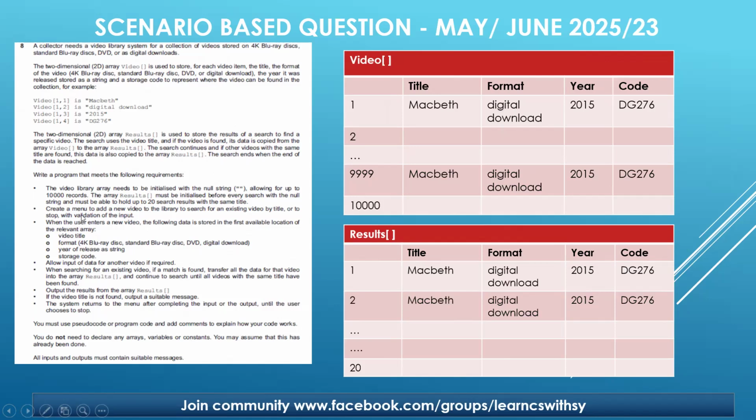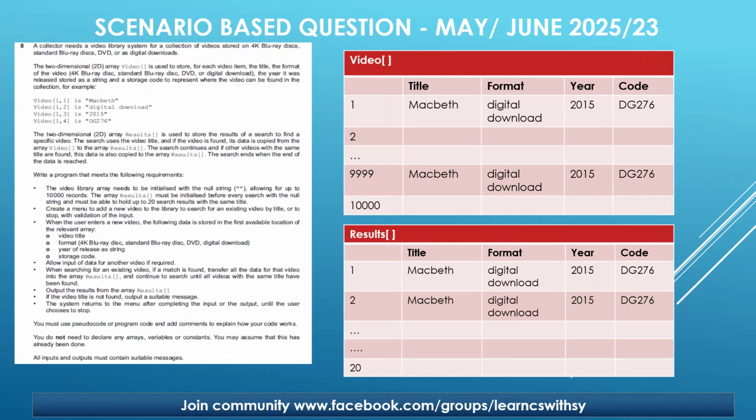And now, what is the next one? Create a menu to add a new video to the library, to search for an existing video by the title, or to stop with the validation of the input. 3 options given, and we have to validate the input from the user. First option, second option, third option. If the user is entering a value above 3, or if the person is entering a value below 1, then he must be prompted to re-enter, or validation of input is needed in this case. This was requirement number 2.